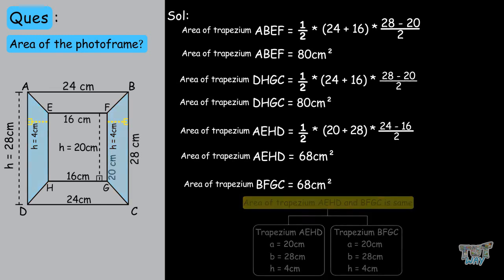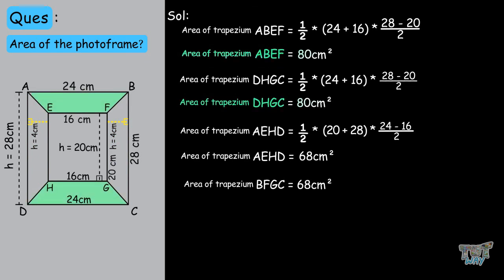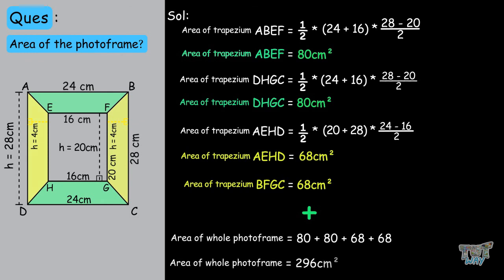So the total area of the frame would be the sum of all these 4 trapeziums, which will be 80 plus 80 plus 68 plus 68. Therefore, in total, we will get 296 centimeters squared.